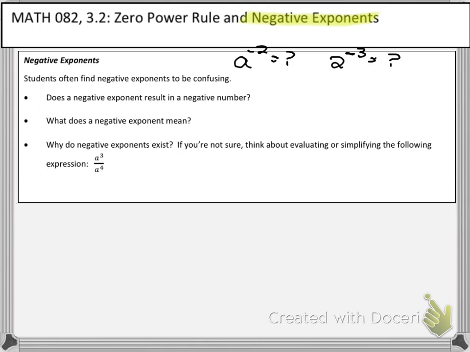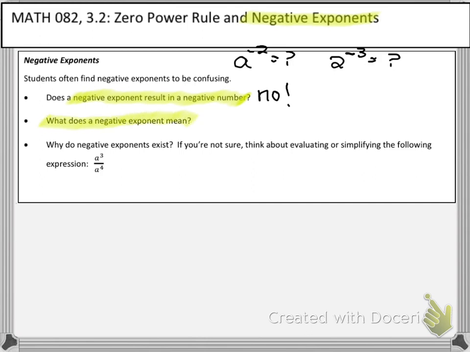One common misconception, and you can understand the confusion here, is thinking that a negative exponent results in a negative number. You see a negative sign, you think, there's a negative in there, so I'm going to get a negative number. Does a negative exponent mean that you have a negative number? The answer is no.